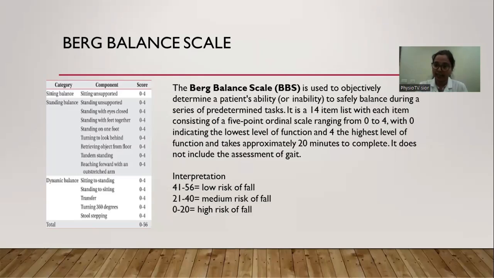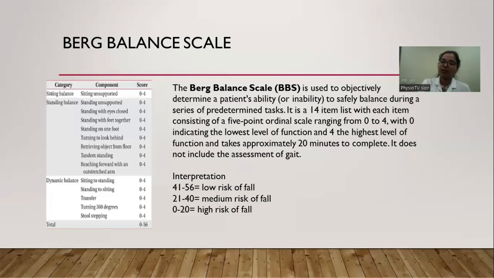This is one of the scales which is very widely used. This is used for objectively determining a patient's ability to safely balance during a series of predetermined tasks. This scale is basically a 14-item scale. It involves sitting balance, standing balance, and also some static components as well as dynamic components. So, here we can say that all of the components of the balance are being assessed. Therefore, this is one of the scales which is used in the elderly or geriatric population, and is also validated in many neurological conditions. It is a 5-point ordinal scale, ranging from 0 to 4, with 0 indicating the lowest level of function and 4 indicating the highest level of function. It approximately takes 20 minutes to complete the scale.